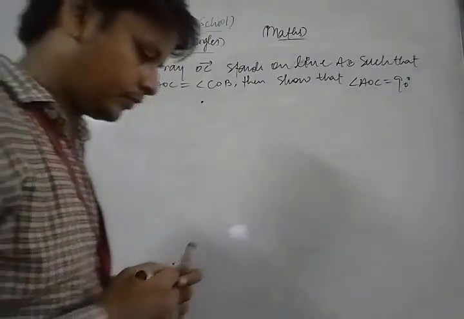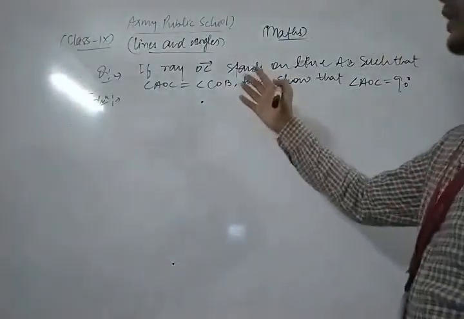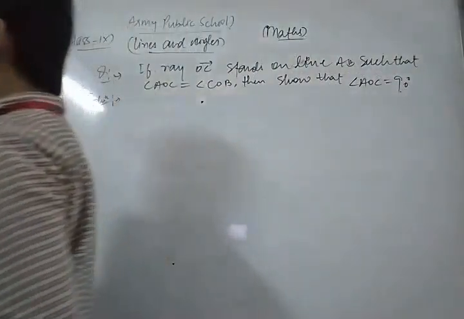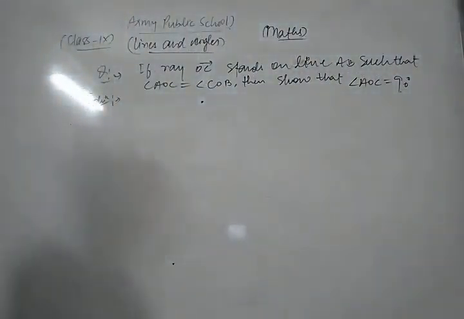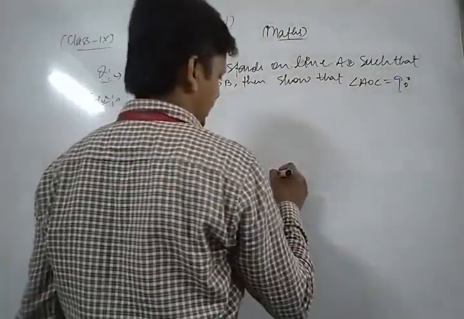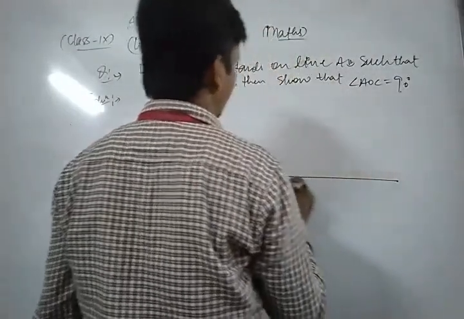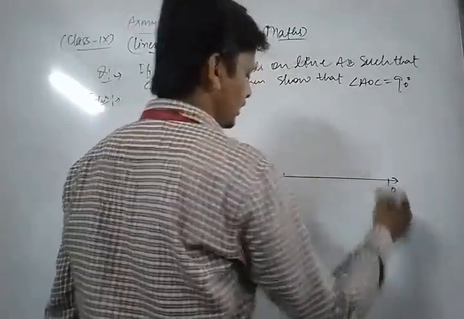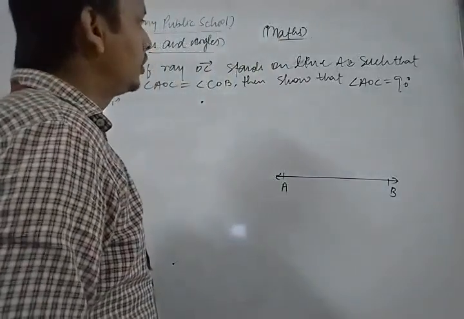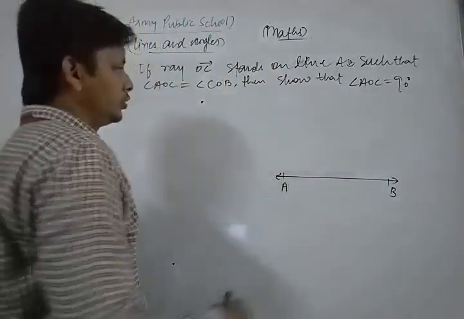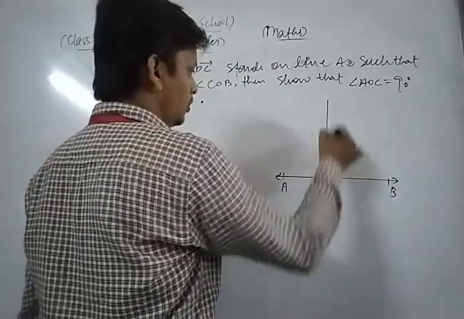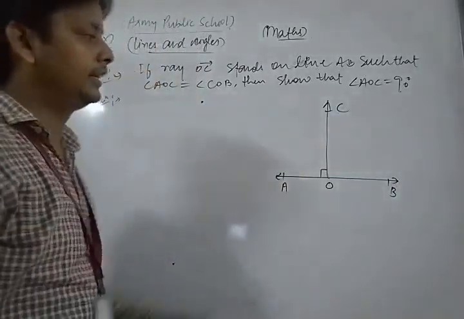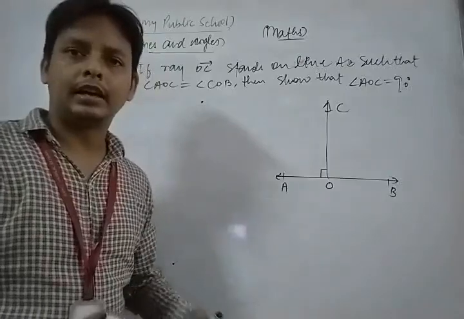Look here, a ray OC stands on line AB. So first of all, according to the question, we draw a line AB, and OC stands on the line such that angle AOC is equal to angle COB. We have to show that angle AOC is equal to 90 degrees.